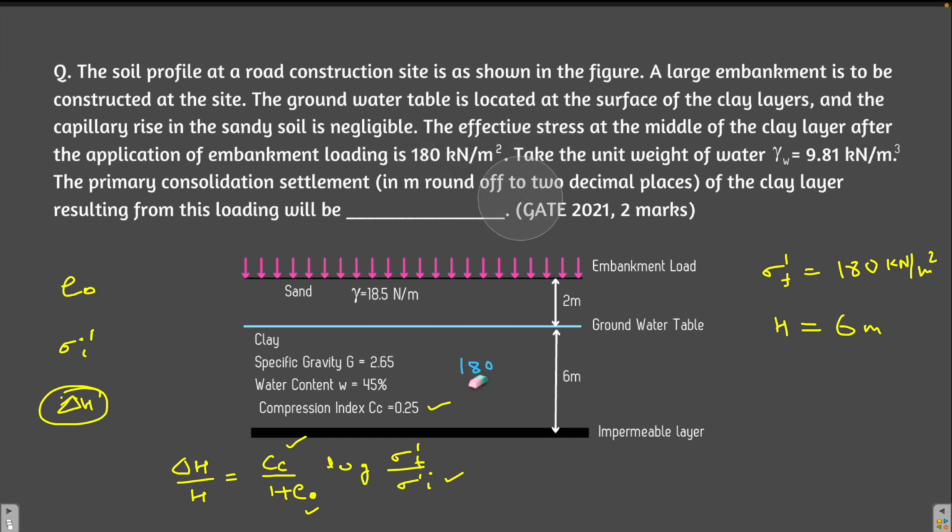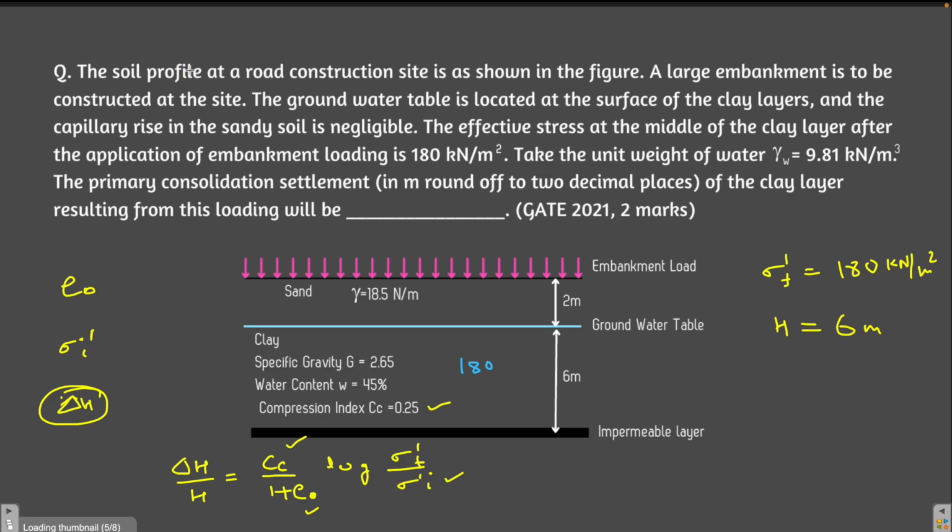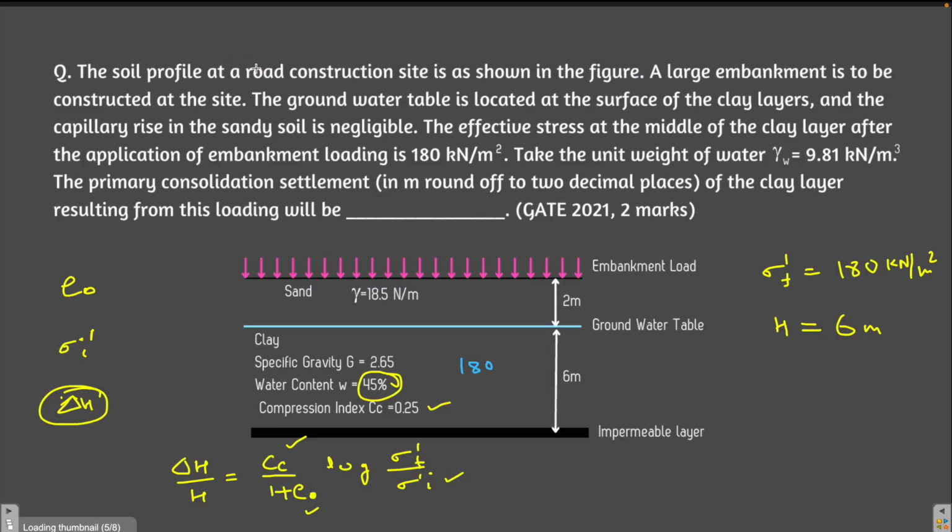So let's start. So first of all, let's find out e naught. How we will find out e naught? We will be using w, water content. Water content of the soil is given as 45%, right? Now, what is the specific gravity? Specific gravity is given as 2.65. G is given as 2.65. From this, we will be finding out e naught.